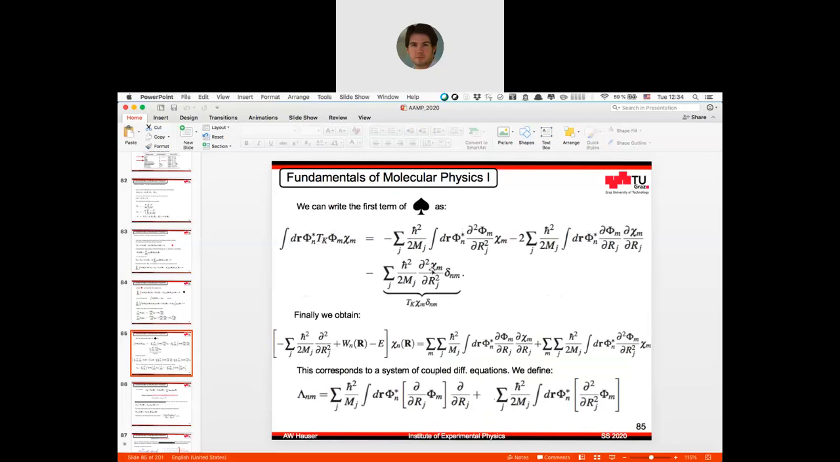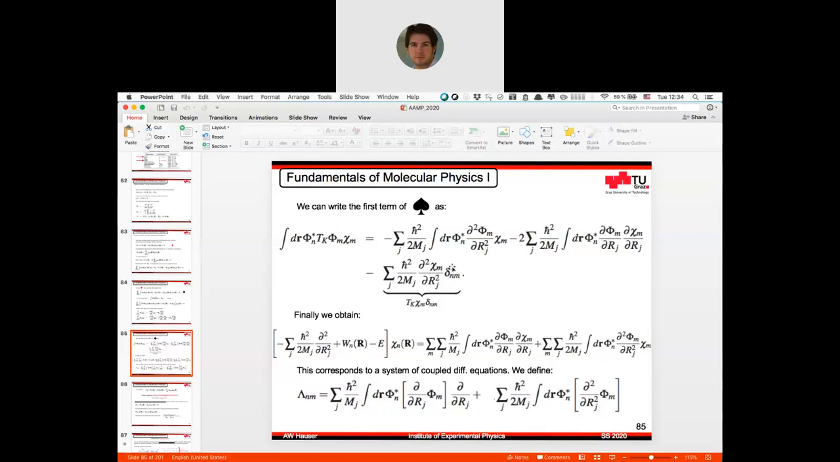And now have a closer look at the third term. Here you can see this is the second derivative of chi m with respect to large R. So it is not affecting the electronic wave function, the phi. So in this case, phi n hits phi m without an operator, and the integration over the electronic coordinates gives us again this delta nm.